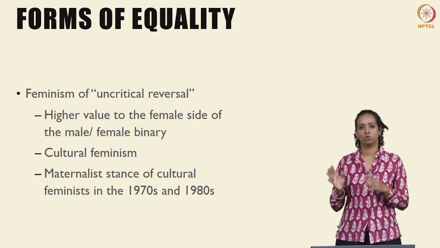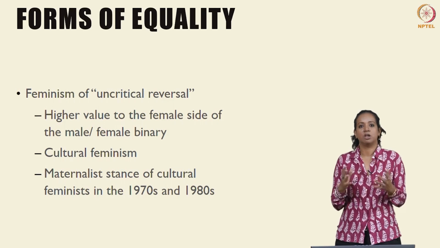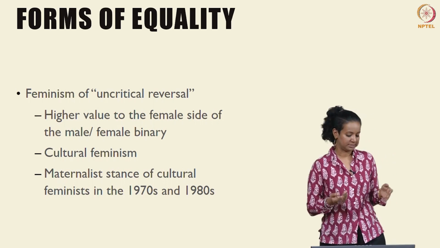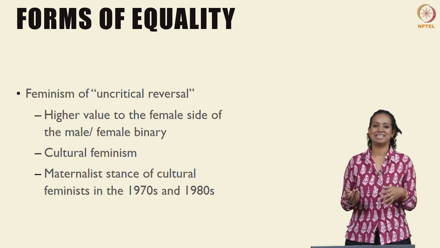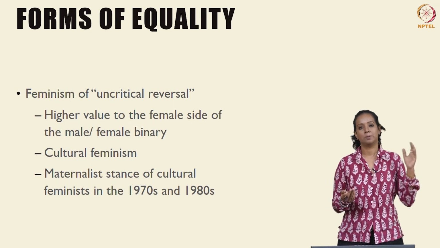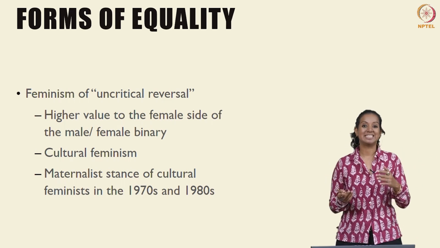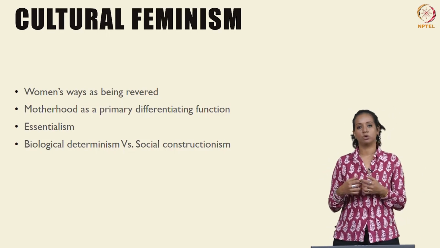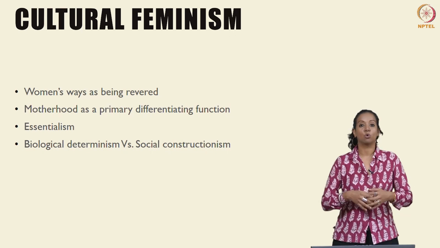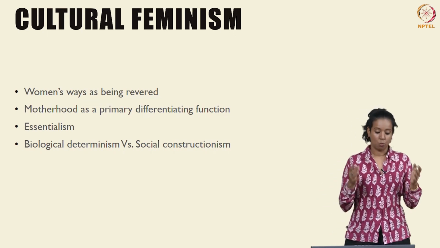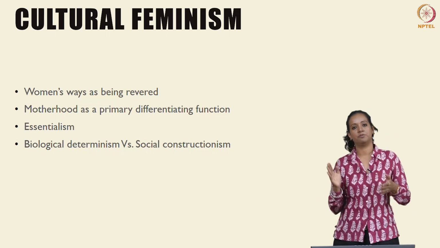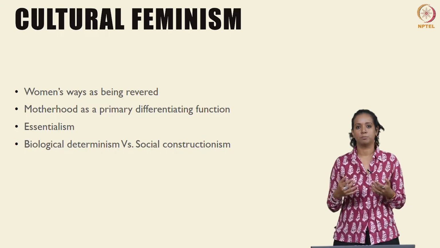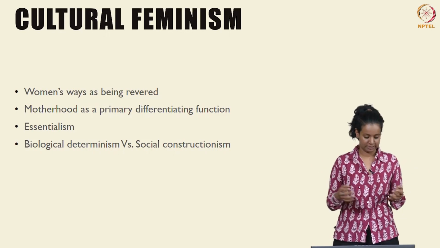This is often seen under the rubric of cultural feminism, where there is a cultural understanding of women as exalted beings. A lot of this can be seen in the maternalist stance of the 1970s and 1980s, where the primary value for women was based in motherhood. In cultural feminism, women's ways are not only considered to be different than men, but also respected and revered, where motherhood is considered to be the primary differentiating function. Women can give birth, men cannot, and therefore women should have higher value in humanity.